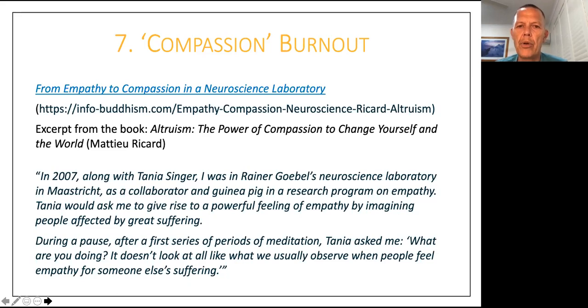And to look at that, I want to look at an article titled From Empathy to Compassion in a Neuroscience Laboratory. You can find it on the internet. I've got the internet address there, the URL for you. But actually that article is an excerpt from a book called Altruism, The Power of Compassion to Change Yourself and the World by Matthieu Ricard, a very well-known French monk in the Tibetan Buddhist tradition. And so I've taken a few things from the article here. And he says, in 2007, along with Tania Singer, I was in Rainer Goebel's neuroscience laboratory in Maastricht as a collaborator and guinea pig in a research program on empathy.